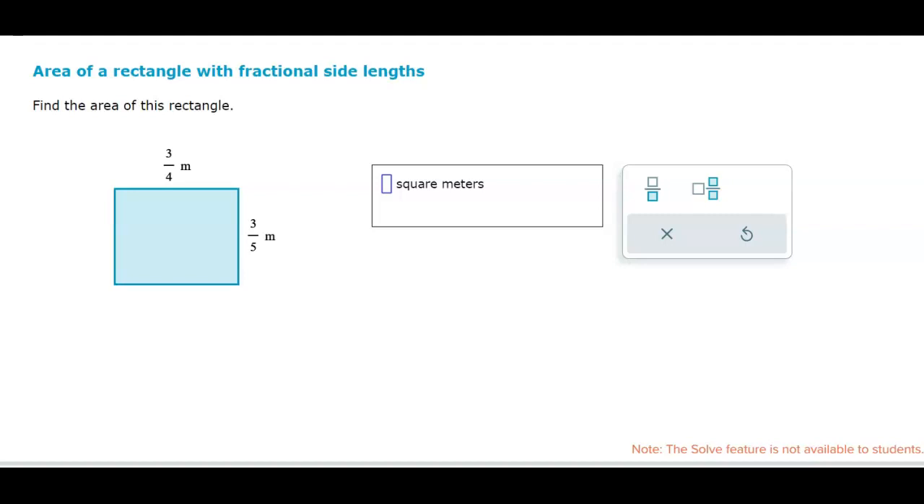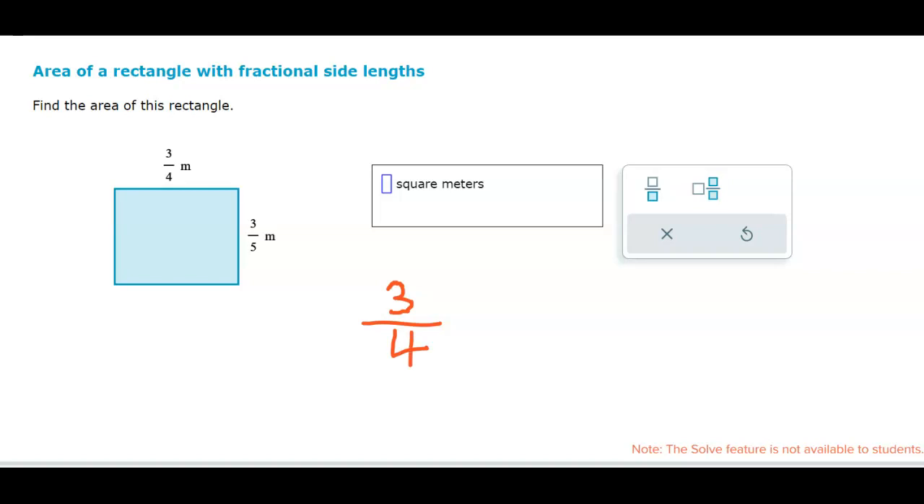We're going to find the area of a rectangle with fractional side lengths. When we find area of a rectangle, we multiply length times width. And so we're going to do that with this one as well. The only difference is that we've done this in the past with whole numbers and now we have fractions. So we just really have to multiply these fractions.